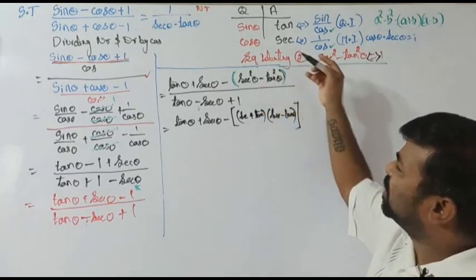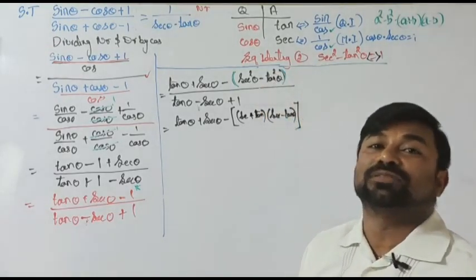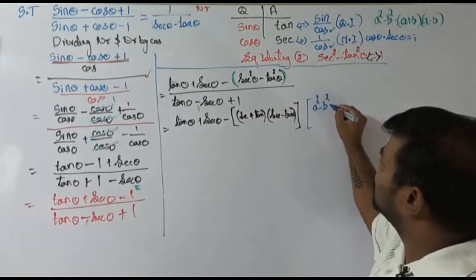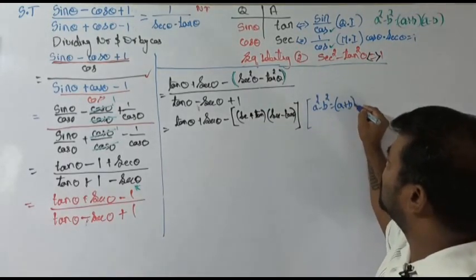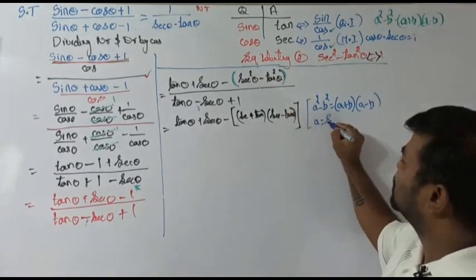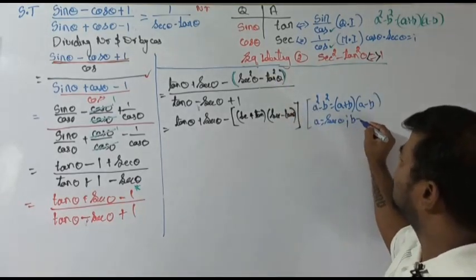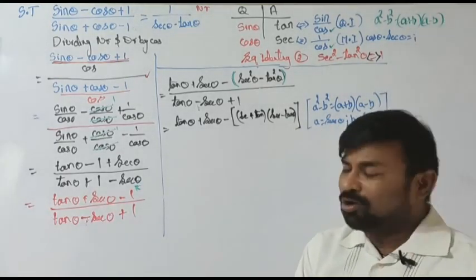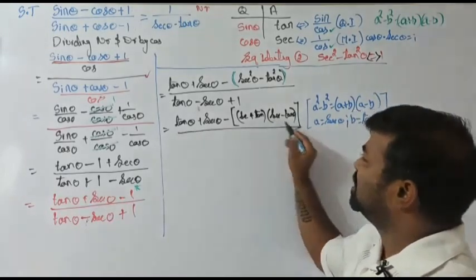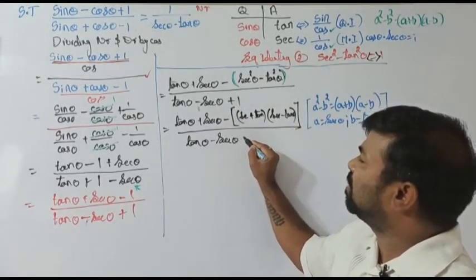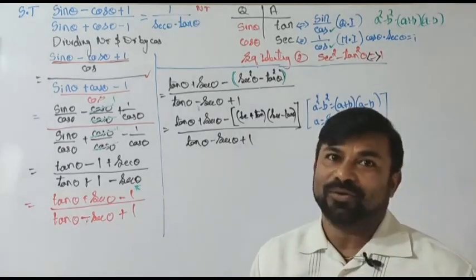This is a square minus b square. I am writing in terms of a plus b into a minus b. A square minus b square is equal to a plus b into a minus b. Here a is nothing but secant theta and b is nothing but tan theta. You have to remember that. So now the remaining all as it is, right? Tan theta minus secant theta plus 1. Cool? Right? Hope you understood.